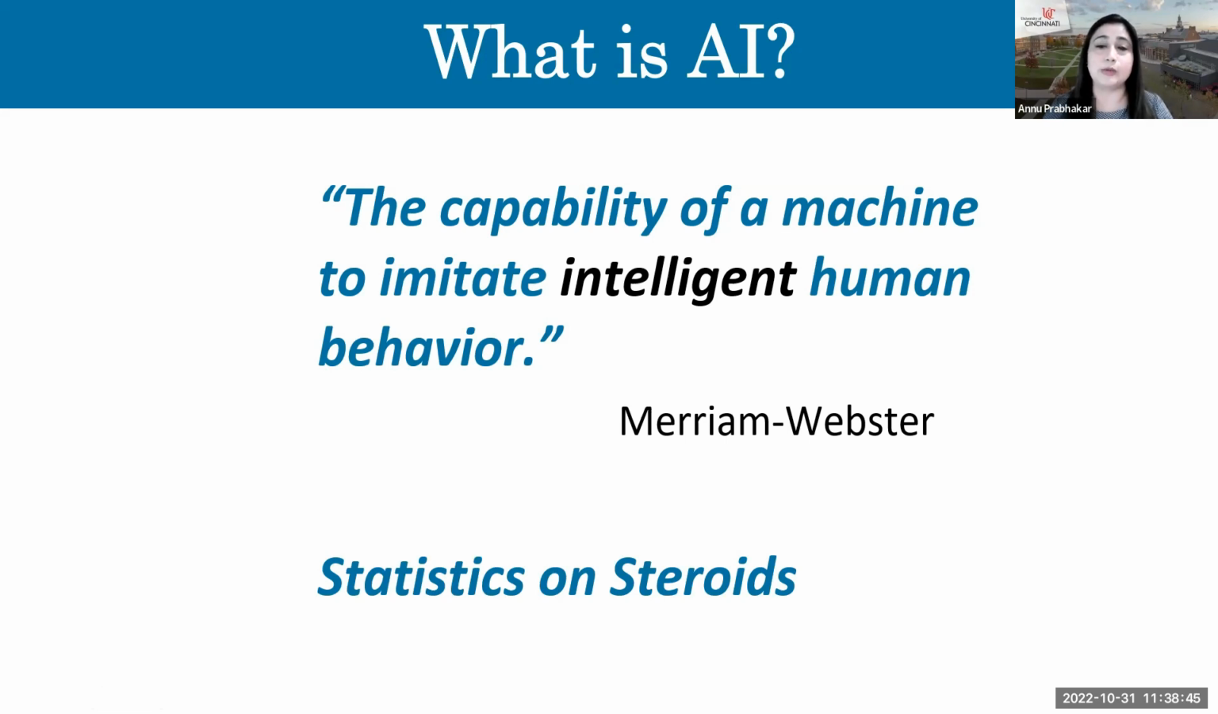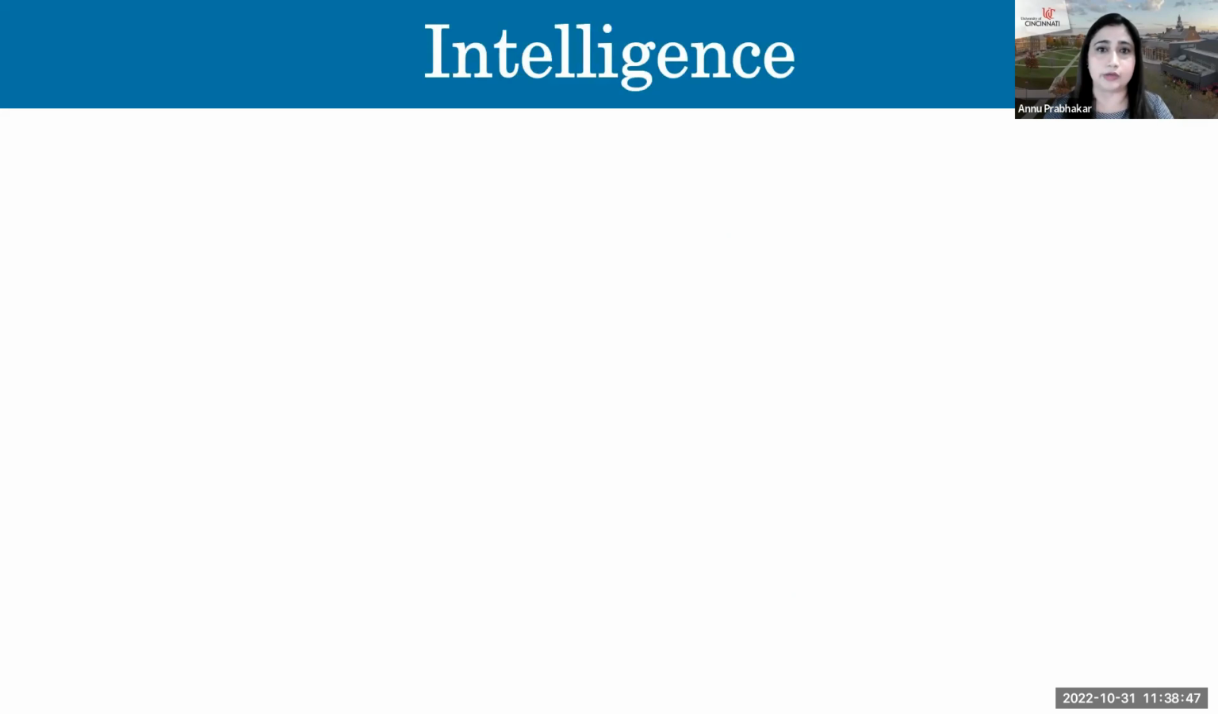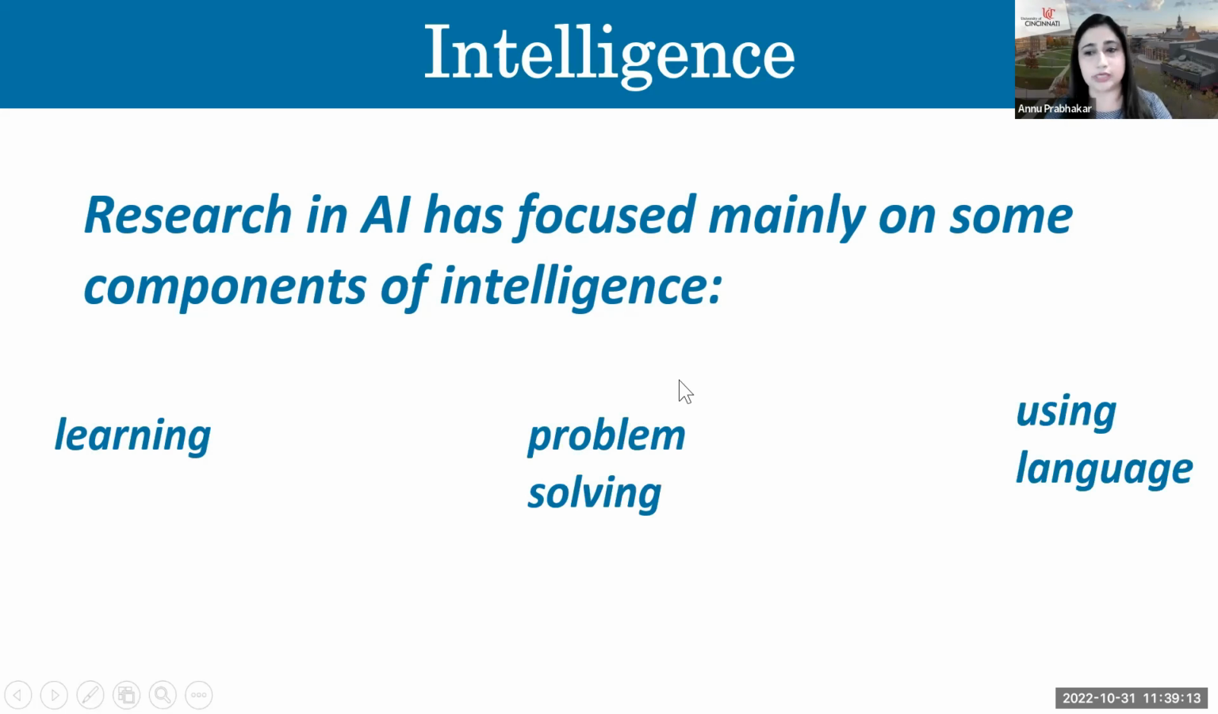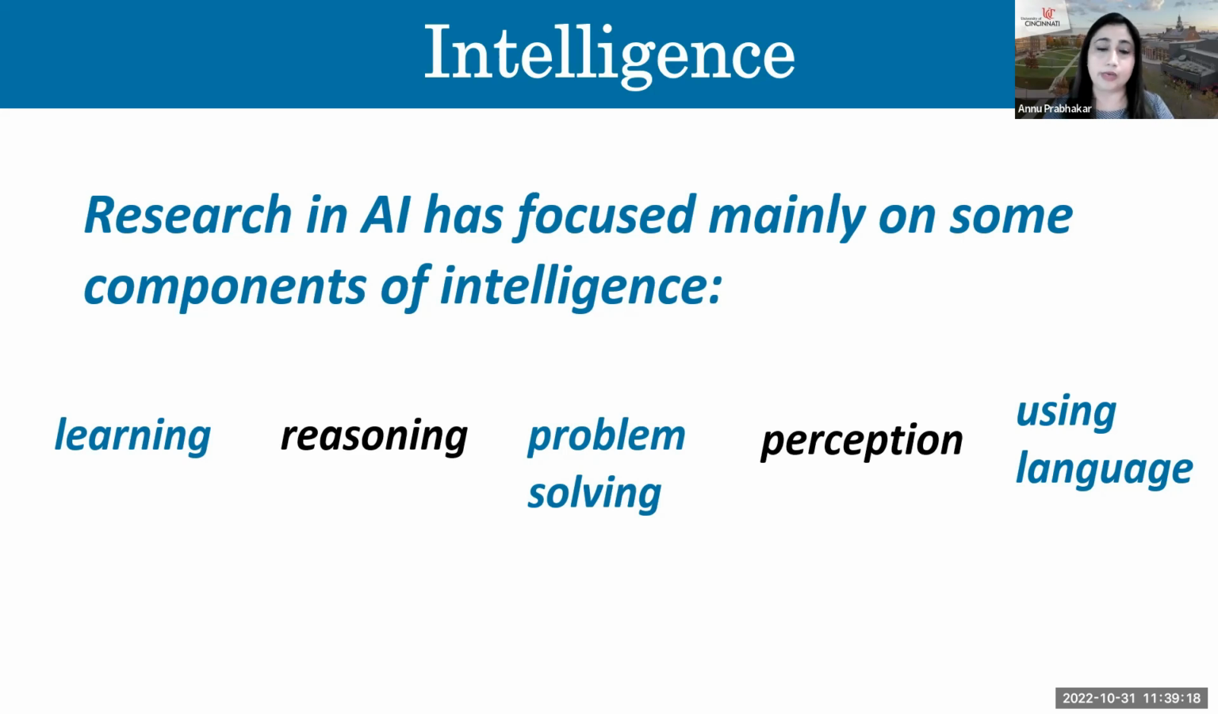All right. I don't know if some of you are psychologists, but I came to know that usually psychologists characterize human intelligence by a combination of many diverse abilities. So in AI, researchers also focus on some of the components of intelligence. It includes learning, problem solving, using language, reasoning, and perception. So let me focus on learning.